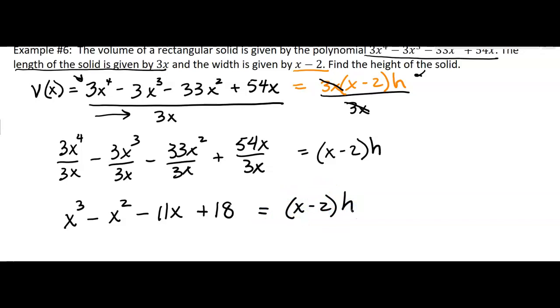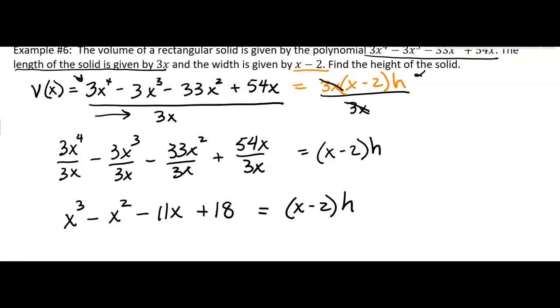Okay, so now it's starting to look a little bit nicer. I just wanted to review that part about dividing by a monomial. You don't have to go through long division or synthetic division. I'm not even sure how that would look. But you can just divide each term by that 3x. So that makes it a lot easier for us.